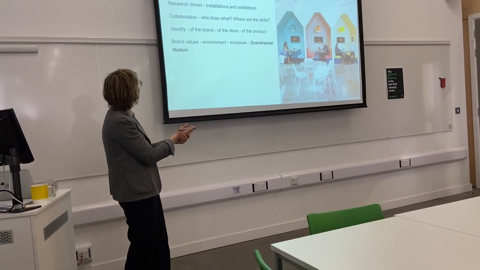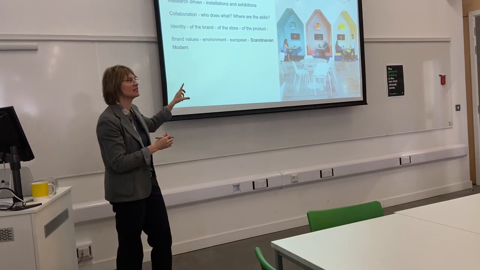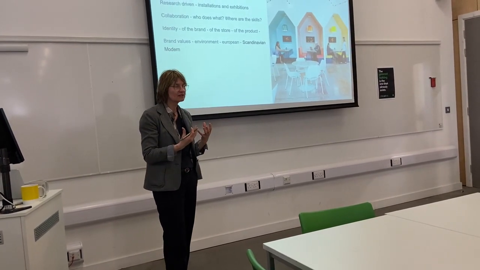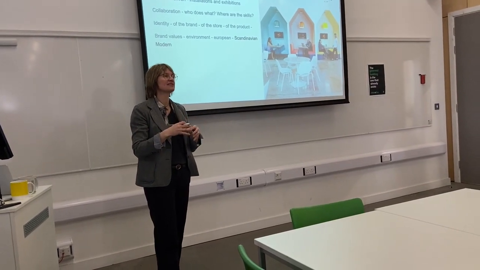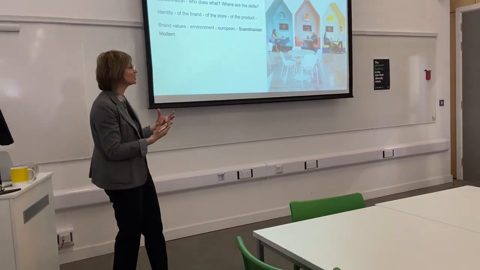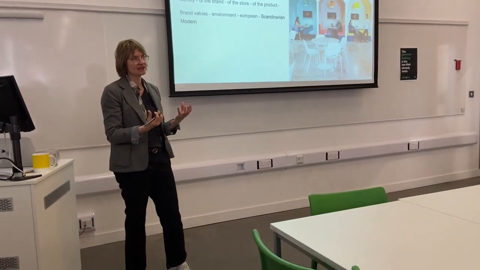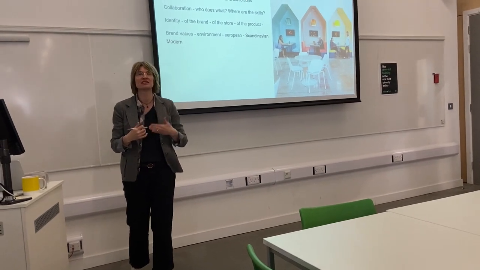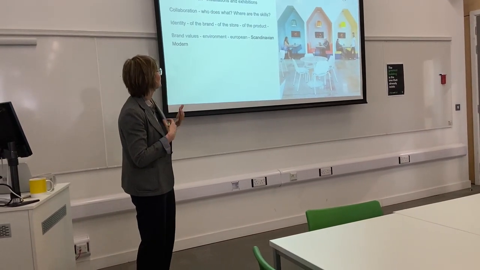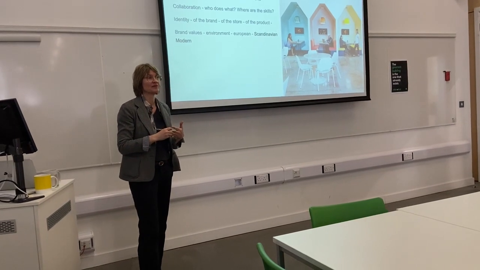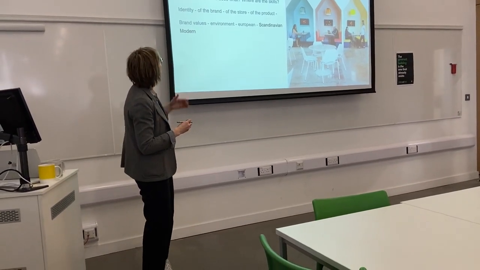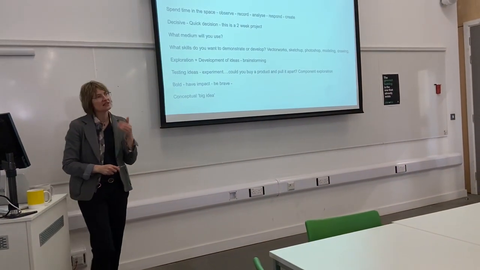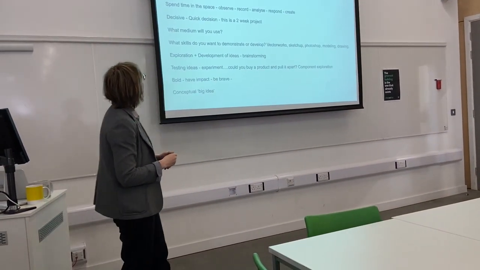Okay, and then thinking about the brand values, so thinking about the environment, the sort of European brand, this sort of Scandinavian modern, what that means in terms of, you know, so she gives you an indication through product, through materials and colours, but perhaps exploring it further. So some things to think about there, and then just starting to think about approach.